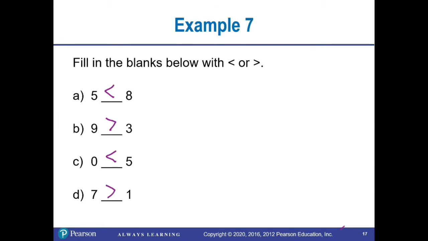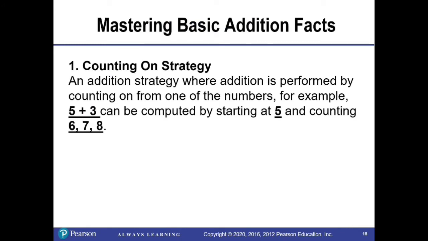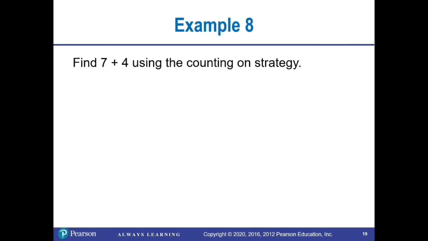It is important for students to master basic addition facts. So we have several strategies to help them do so. One strategy is called the counting on strategy. For example, 5 plus 3 can be computed by starting at 5 and counting on 3 more numbers: 6, 7, and 8. So let's find 7 plus 4 using our counting on strategy. We start with 7, then I'm going to count on 4 more numbers: 8, 9, 10, and 11. So 7 plus 4 is 11.